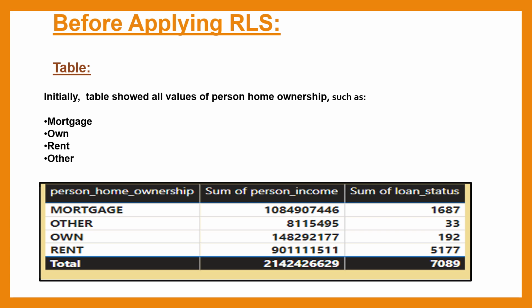So this is the data before applying RLS. It will show all the data: mortgage, home, rent, other.